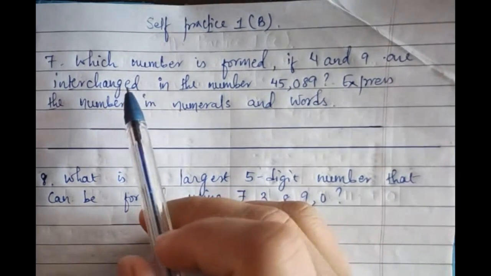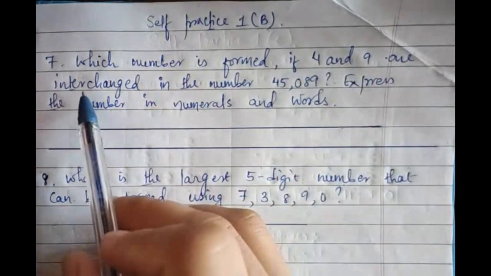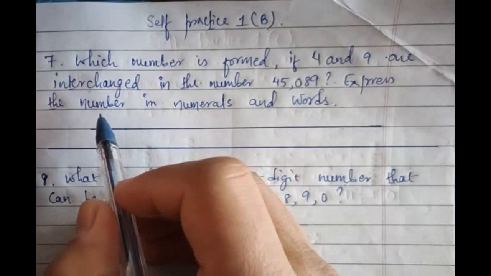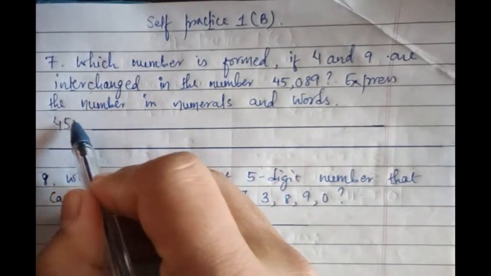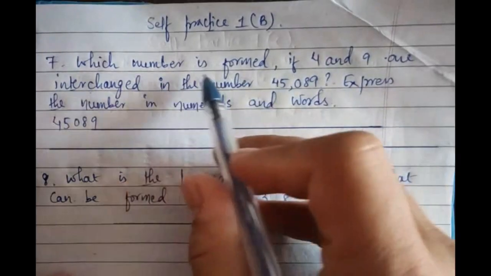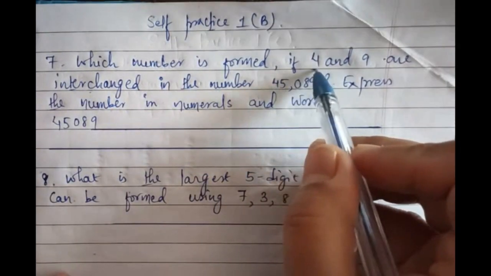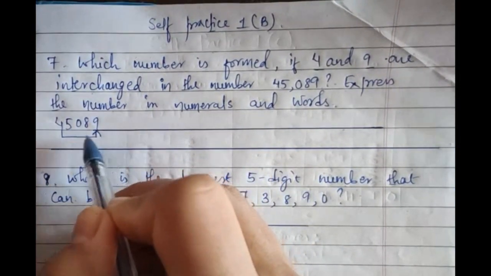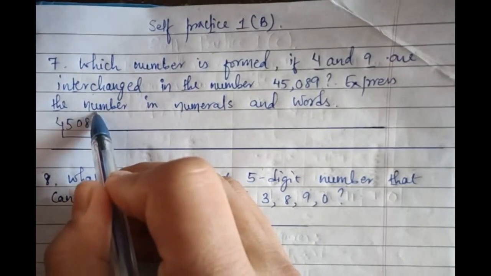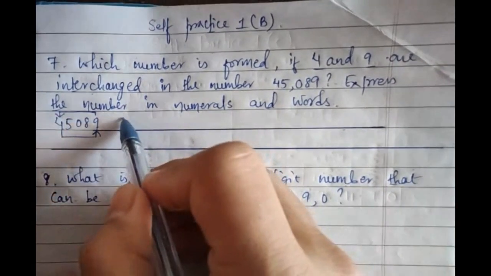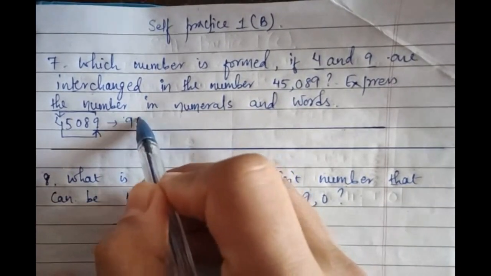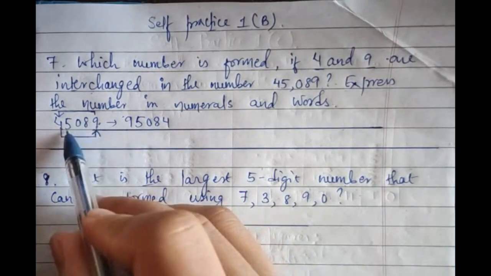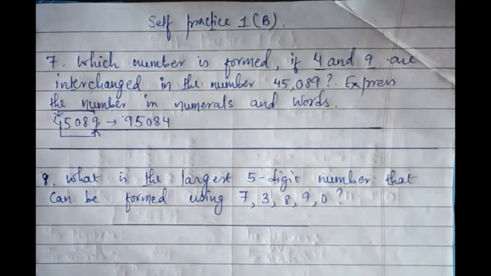Number 7 states: which number is formed if 4 and 9 are interchanged in the number 45089? Express the number in numerals and words. You have a number 45089, and if 4 and 9 are interchanged, in place of 9, 4 will be placed, and in place of 4, 9 will be there. So 94,5084, this will be like this, right? This is interchanging. 4 and 9 are replacing each other's position.